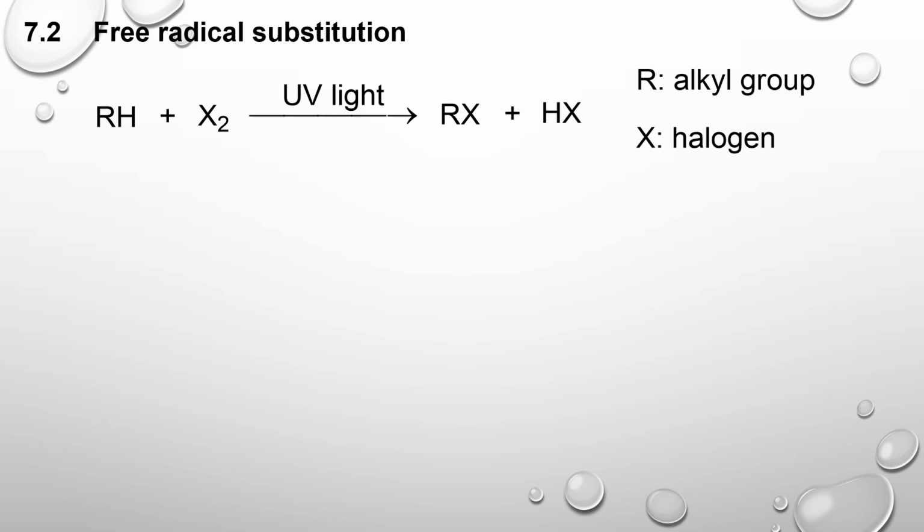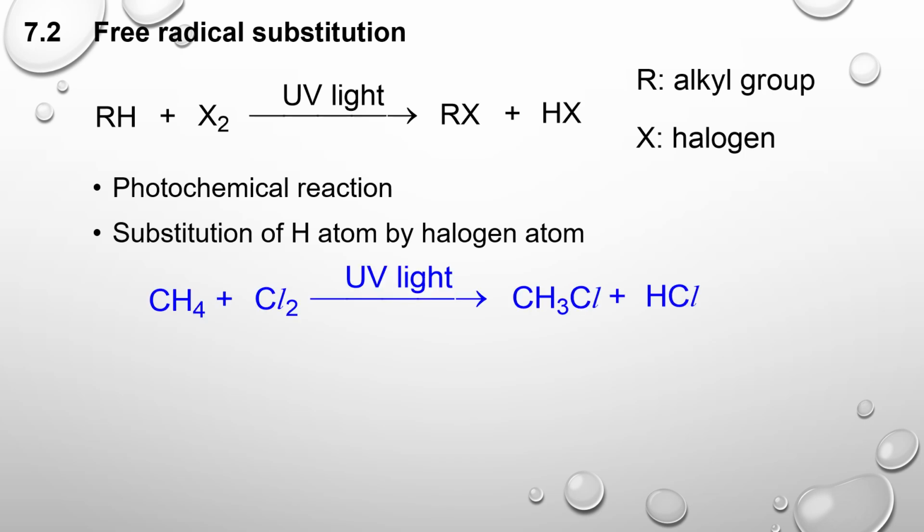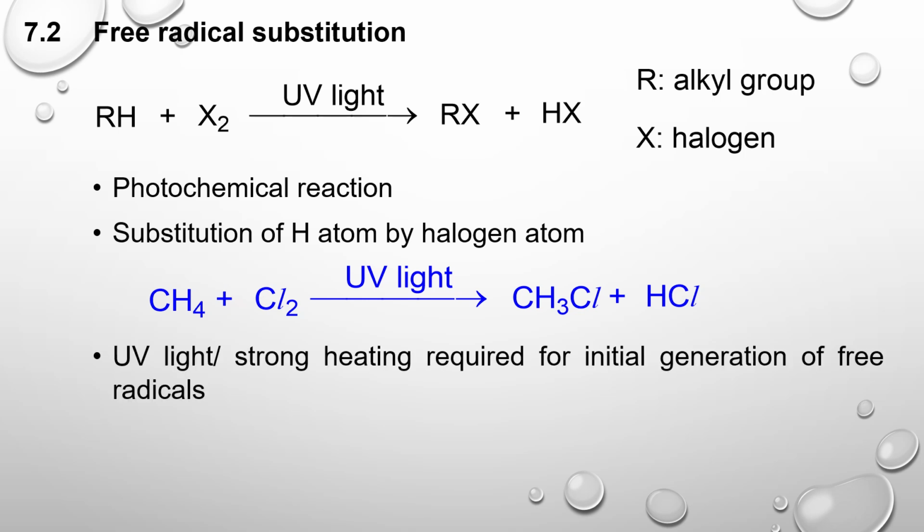This is a photochemical reaction whereby you use UV light first to start the reaction. It provides the energy needed for the generation of the radicals. Thereafter, you have the substitution of the hydrogen atom by the halogen atom. So this is what you see in the overall equation. Like mentioned, you need your UV light and strong heating for the generation of the free radicals at first.